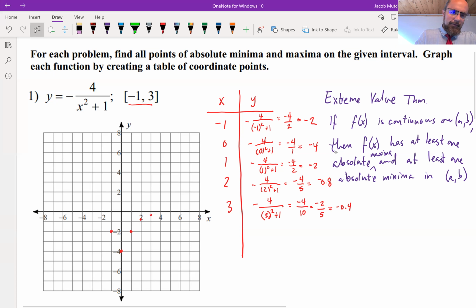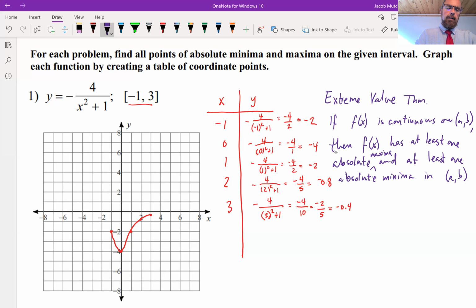So if I were to graph this one, it is continuous, so it does fulfill that hypothesis part of the extreme value theorem. And so for this question, we can see really clearly where our absolute minimum is and where our absolute maximum is. It appears that we have one of each.